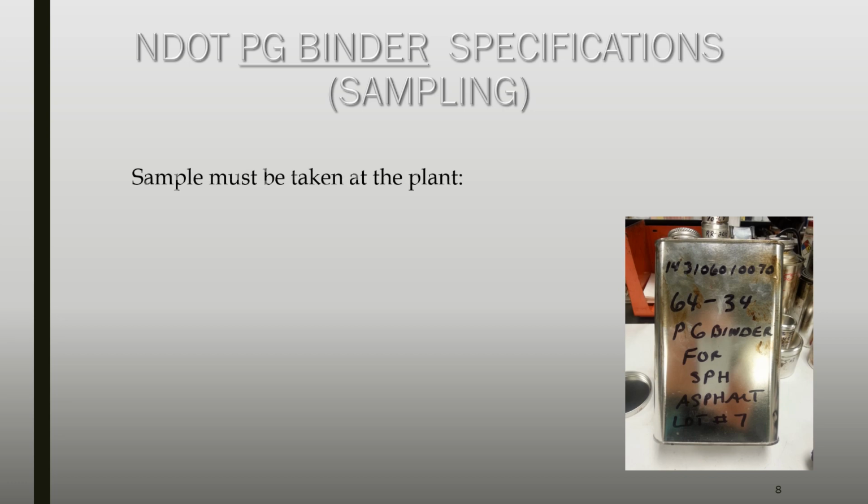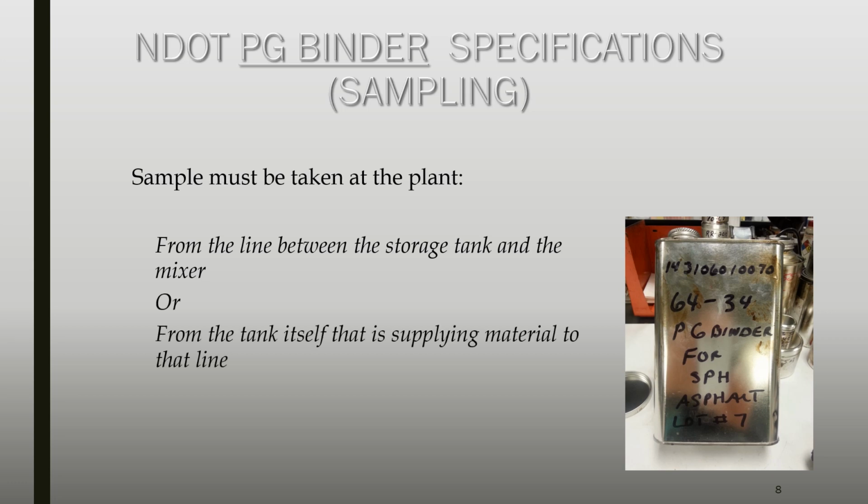The sample must be obtained at the plant. The sample needs to be taken from the line between the storage tank and the mixer, or from the tank itself that is supplying the material. Next, you will see a video on sampling binder. Note that the certified technician begins to pour a gallon to waste in the green bucket, then obtains the actual sample in a steel 2-quart metal container.